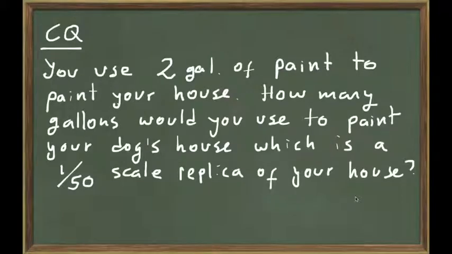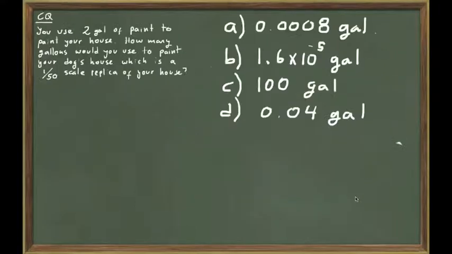Now let's have a little clicker question here. Make sure that you understand so far. Let's say that you use 2 gallons of paint to paint your house, right? How many gallons will you use to paint your dog's house, which is approximately a 1/50 scale replica of your house? So think about it, calculate that. The right answer is A.